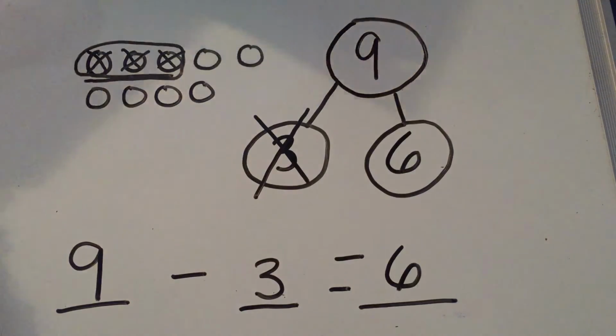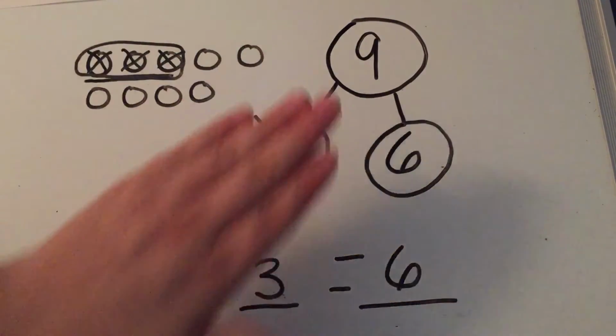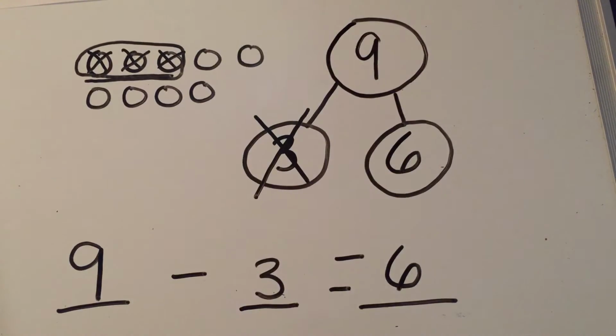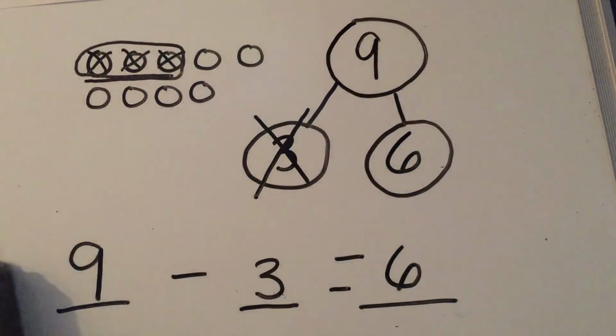Okay, now that we have shown our story in a 5 group way, a number bond and a number sentence, and we know 9 minus 3 equals 6, I have another story for you. Let's try another one.